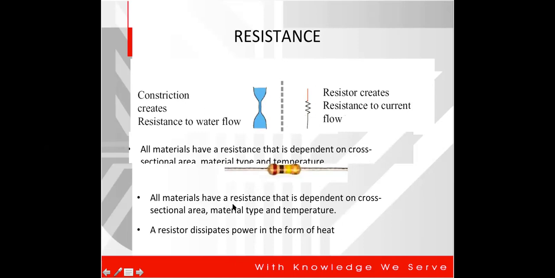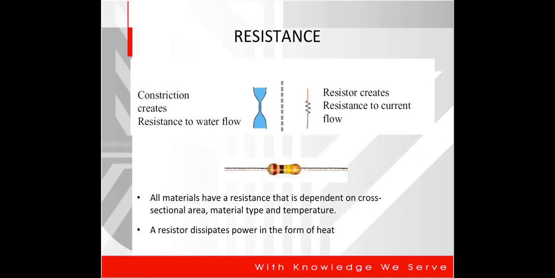So all materials have a resistance that is dependent on cross-sectional area, material type, and temperature. So all materials have different resistance. Okay, it depends on the cross-sectional area, material type, and also the environmental temperature. So at different environmental temperature, the resistance will be different.